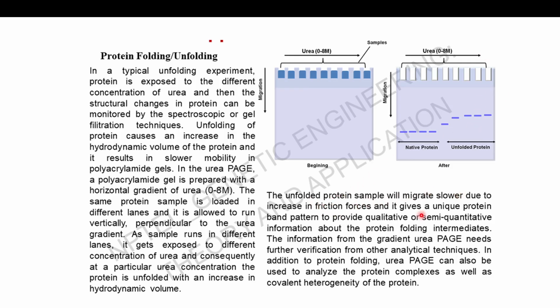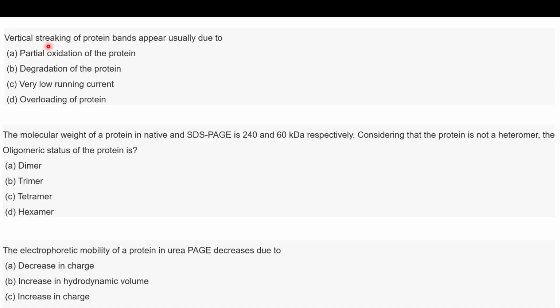Unfolded protein will migrate slower due to an increase in friction forces, and it gives a unique protein band pattern to provide qualitative or semi-quantitative information about protein folding intermediates. The information from the gradient urea PAGE needs further verification from other analytical techniques. In addition, urea PAGE can also be used to analyze protein complexes as well as covalent heterogeneity of the protein.